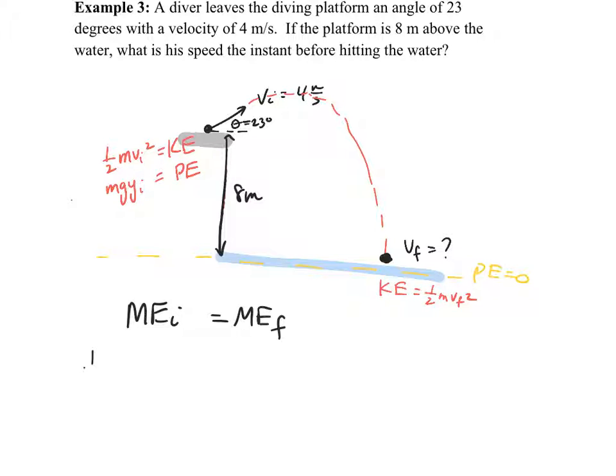Never mind. 1/2 mvi squared plus mgyi equals 1/2 mvf squared. Why did I jump right into the formulas? Because I already listed in the diagram all my stuff. In the beginning, this diver has potential and kinetic. Boom, right here. Potential plus kinetic. At the end, he's only got kinetic. There's no potential needed. So I don't have to write it out every single time. Is everybody clear with what I'm saying?